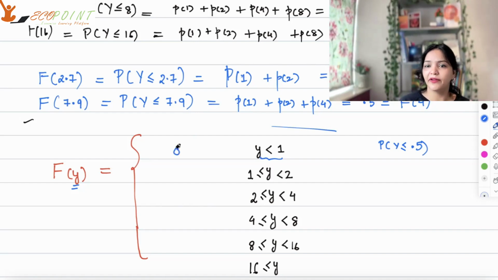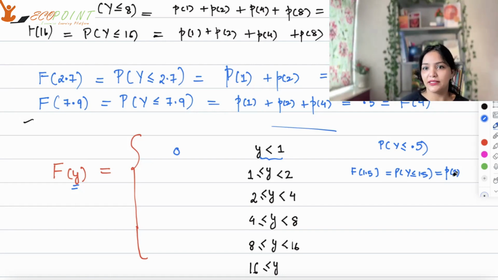For any other value, 0.5, 0.6, 0, whatever you take, your probability will be 0. And then, suppose you want to know what is F of some value between 1 to 2, let's take 1.5. So capital F of 1.5 is the probability that y is less than or equal to 1.5. If you have understood the examples that I gave you, you would have understood the concept here: the probability that y is less than or equal to 1.5 will just be the probability of 1, because y is taking only the value 1 which is less than or equal to 1.5.